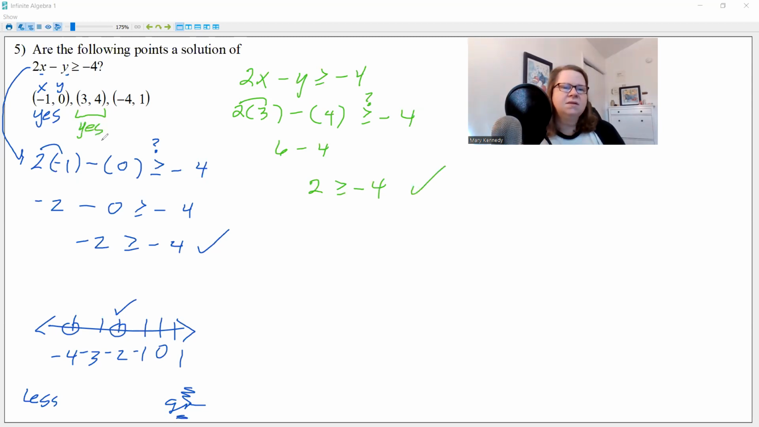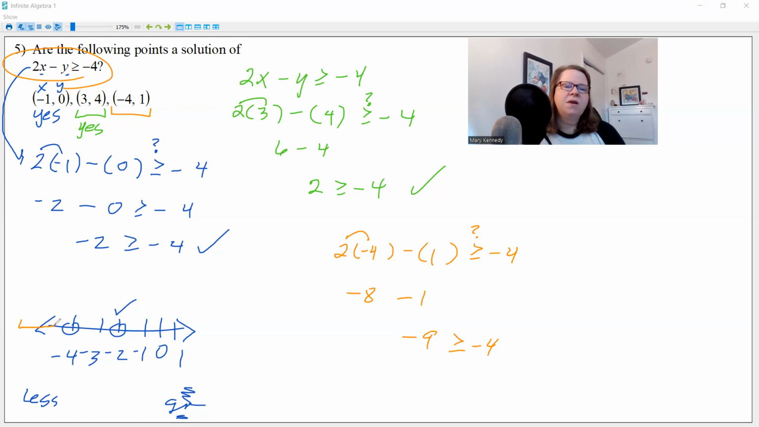So we've got 2 yeses so far. Let's try -4, 1. So 2 times x minus y greater than or equal to -4. I'm just taking that original inequality and substituting the x and y values. This time x is -4 and y is +1. All right, 2 times -4 is -8. -8 minus 1 is -9. I'm going to bring this down. -9 greater than or equal to -4.